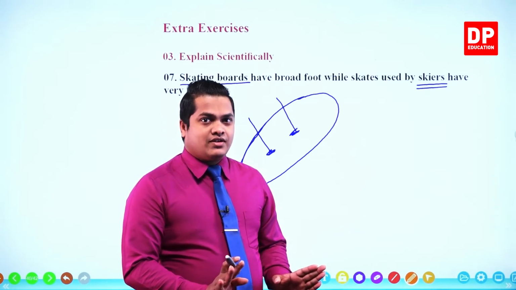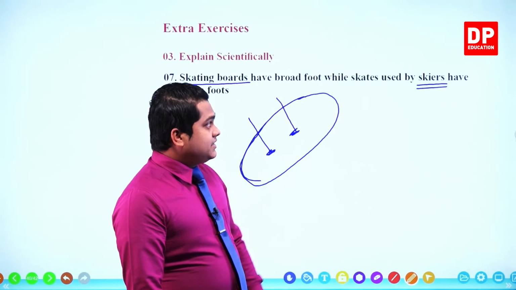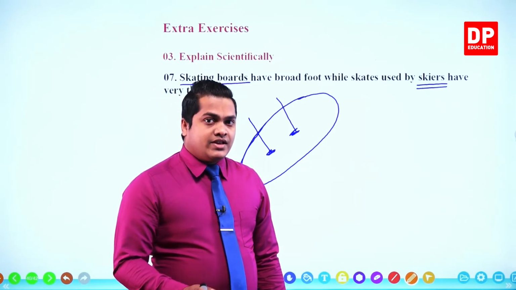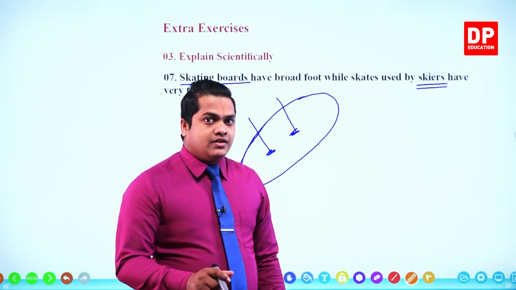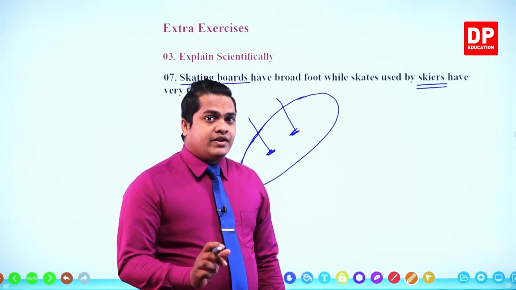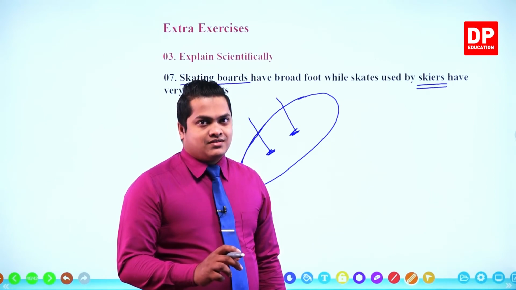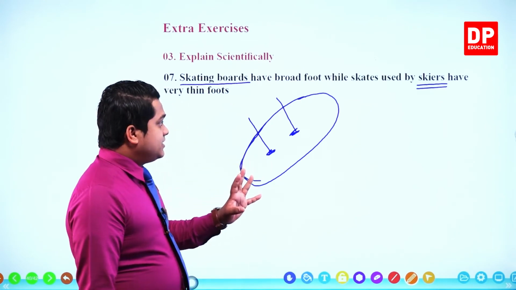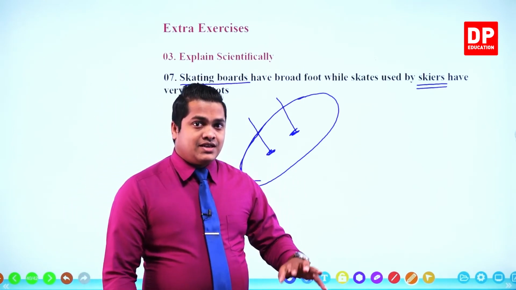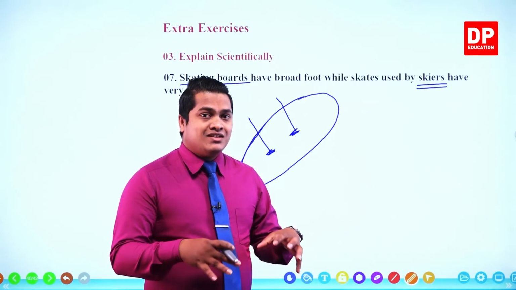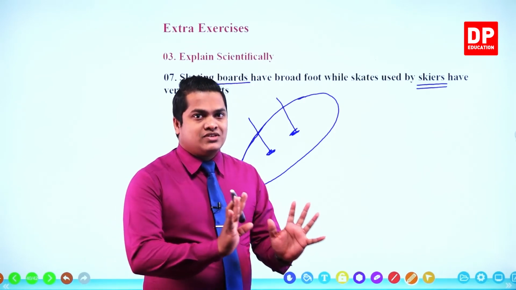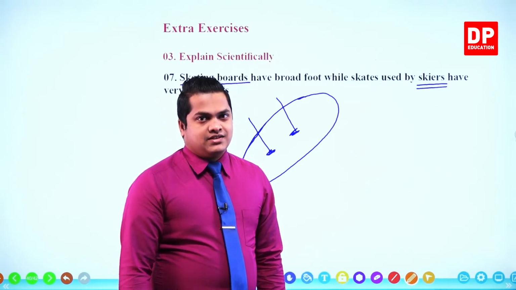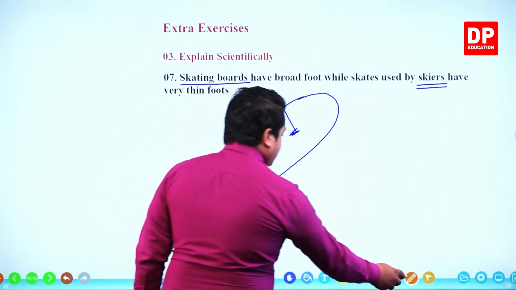So two different occasions. Here the ice should melt to create a slippery path. So to do that, pressure should increase. But in skateboards, pressure should decrease and they should have an ability to slip down very well without sinking. So those are the two cases in here. So we'll write down the answer, my dear children.